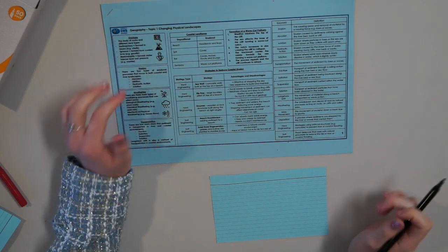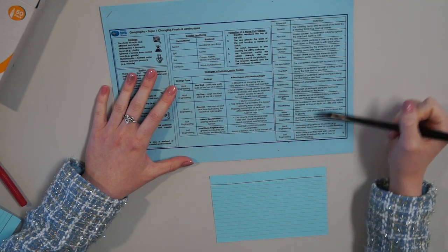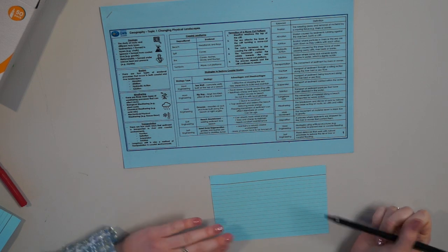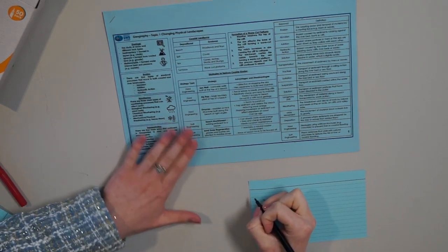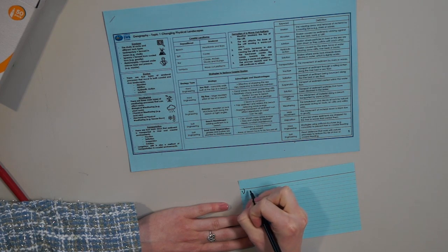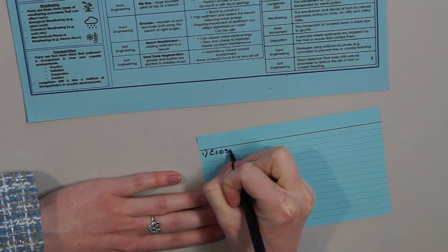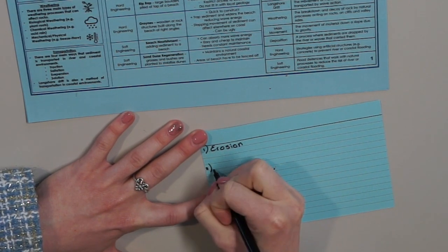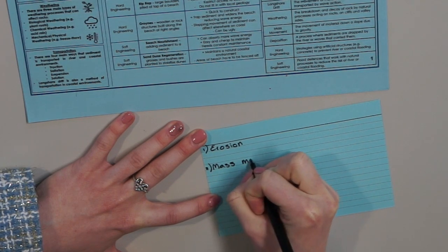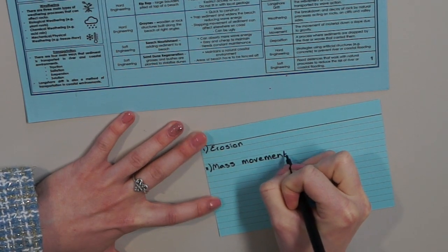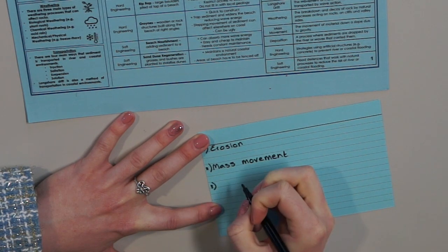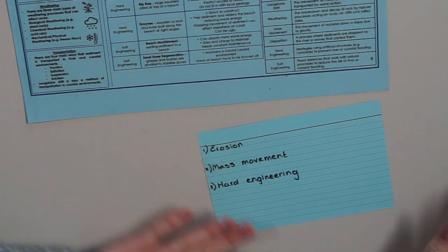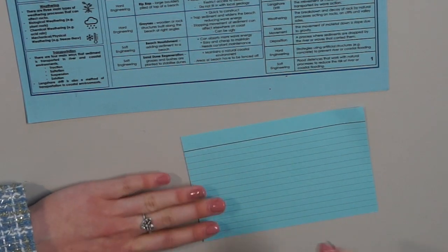If we go to our changing UK landscapes topic and I look at my keywords, the first way I can do it is by writing the keywords on the front and the definitions on the back. So my first keyword, I am going to write erosion. My second keyword, I am going to write mass movement. And my third keyword, I am going to do hard engineering. Then on the back, I can write my definitions.